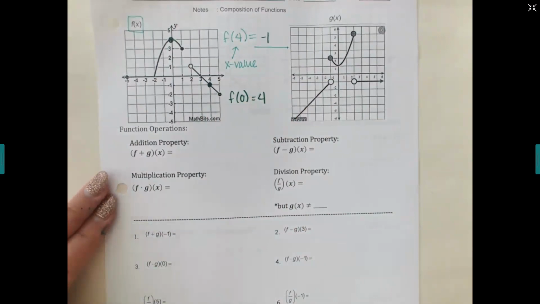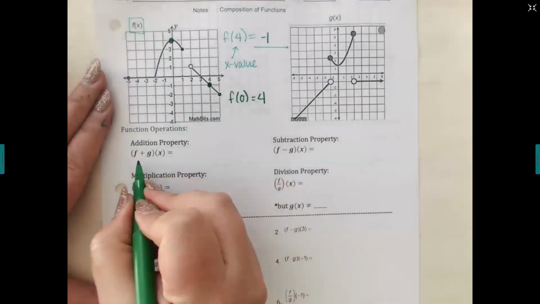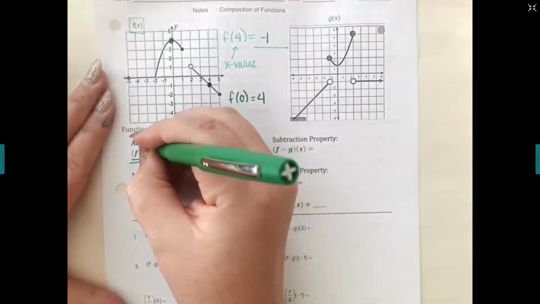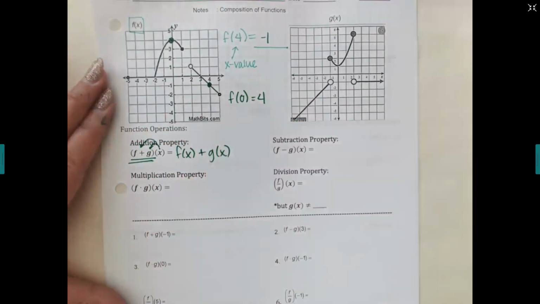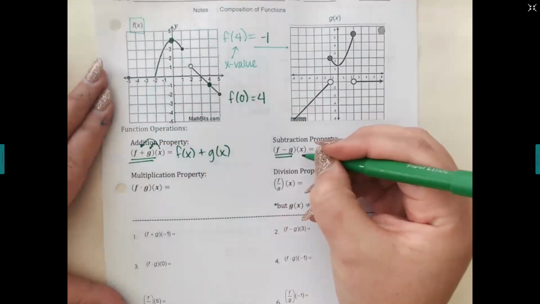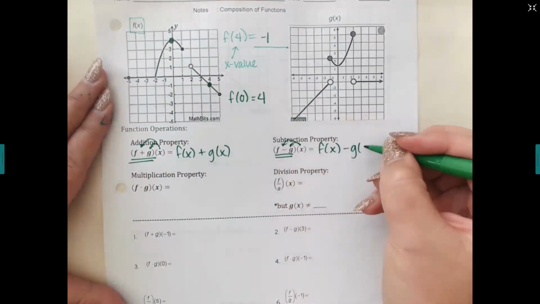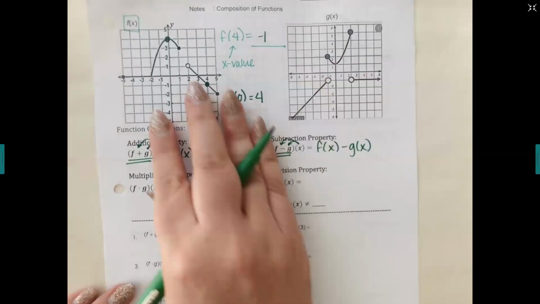So you have several properties that you're going to be working with today. The first one is the addition property. If you have f plus g of a particular value, you're going to basically bring the x into both of those. So it would be f of x plus g of x. Subtraction works the same way. If you have f minus g at some particular value, you would share that value. So it'd be f of x minus g of x. Now remember, where are we going to get these numbers from? We're going to use our charts.